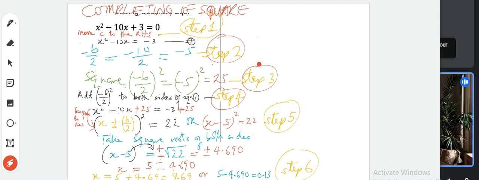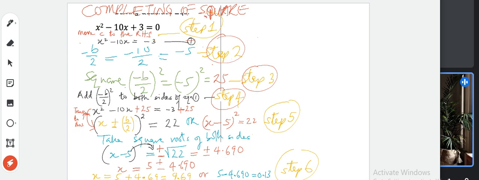All right, let's review this completing of square method of solving quadratic equations. You're given this: x squared minus 10x plus 3. Can you remember what you are expected to do?